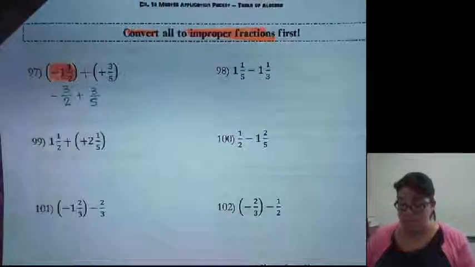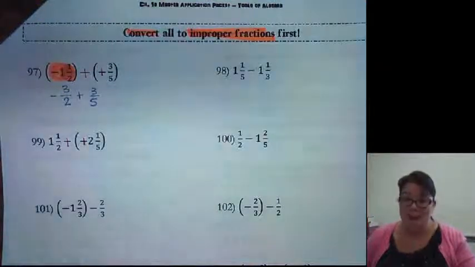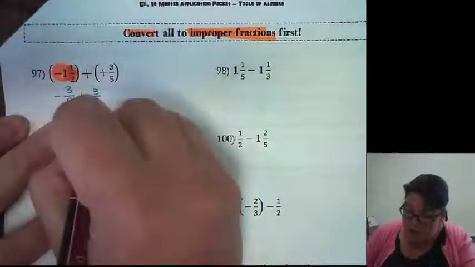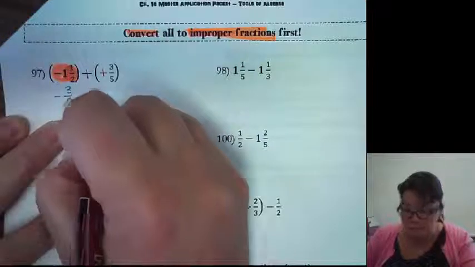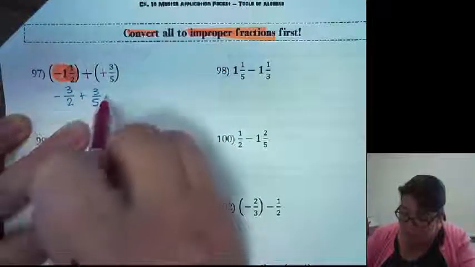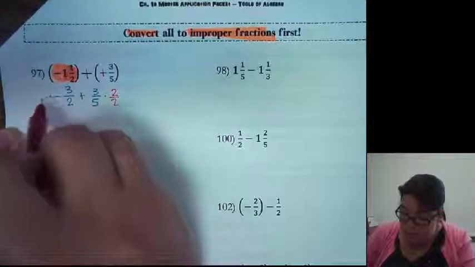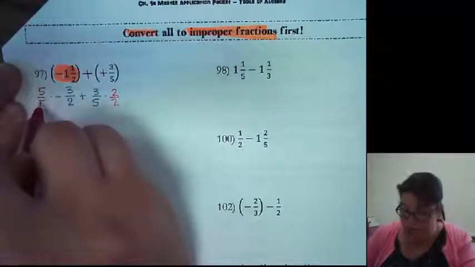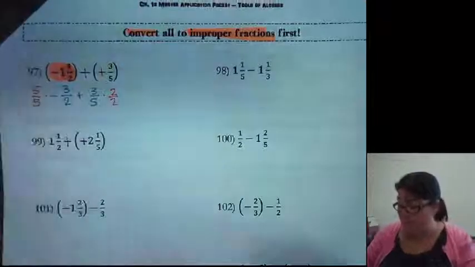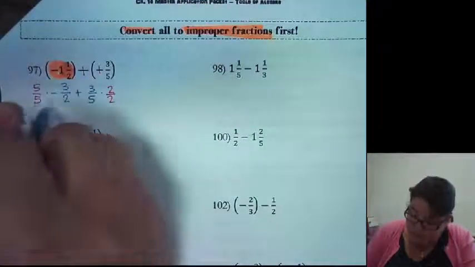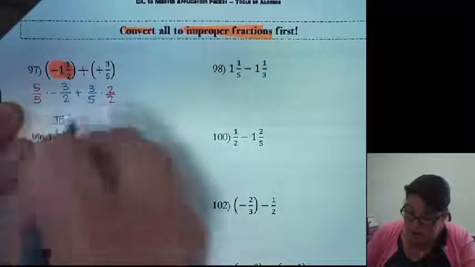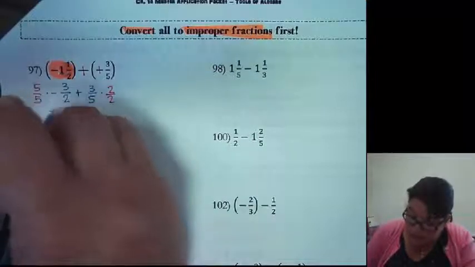Okay, so now that I've converted it, now I need a common denominator. So let's see, the common denominator between 2 and 5 is 10. So on the 5, I'm going to multiply by 2 over 2. And on the 2 side, I'm going to multiply by 5 over 5. If I do that, I have 5 times 2 is 10. So now I have 10 in the bottom. 5 times negative 3 is negative 15.